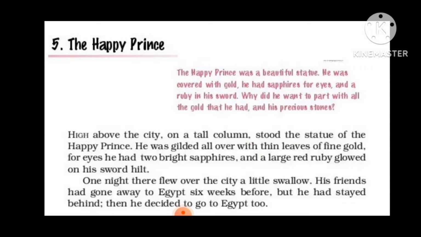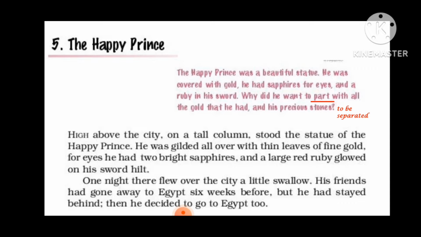The Happy Prince was a beautiful statue. He was covered with gold, he had sapphires for eyes and a ruby in his sword. Why did he want to part with all the gold that he had and his precious stones? To part means to be separated. So the Happy Prince was not somebody alive. It was actually a beautiful statue which was covered all over with gold and precious stones. Sapphires and ruby are precious stones. So he had sapphires for eyes and a ruby in his sword. But he wanted to part with all his gold and precious stones. Why? Let's find out in the chapter.